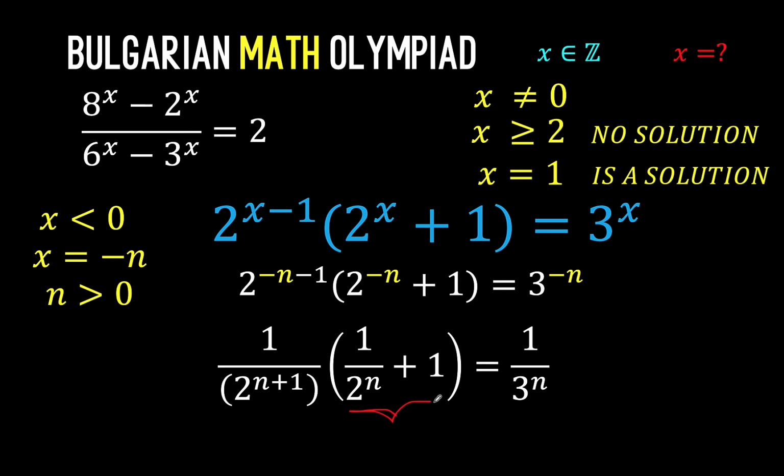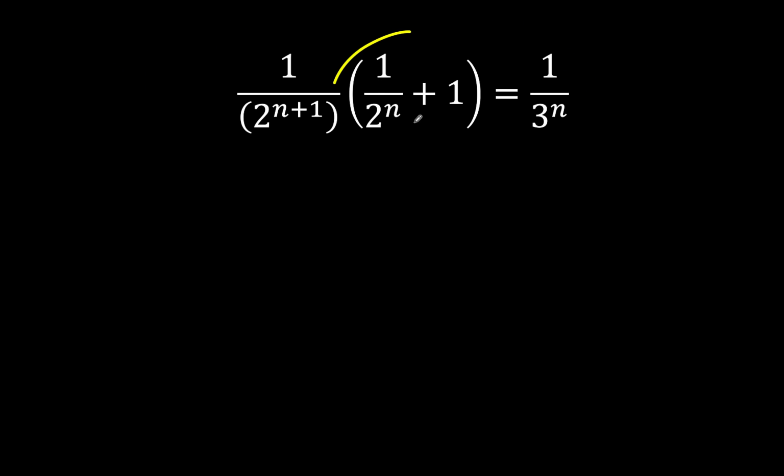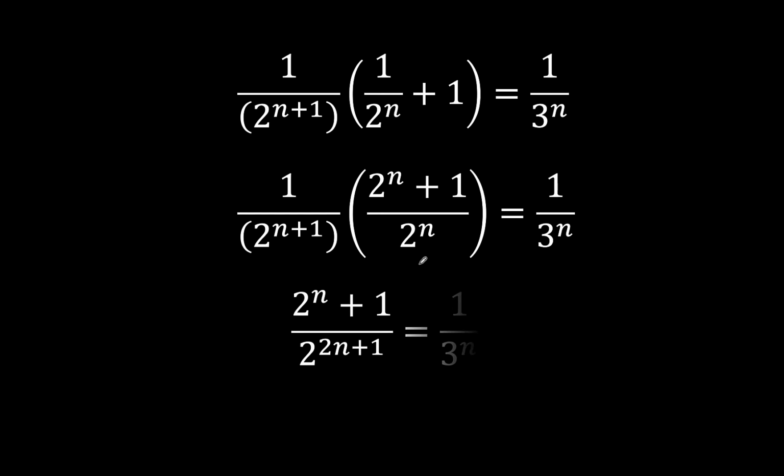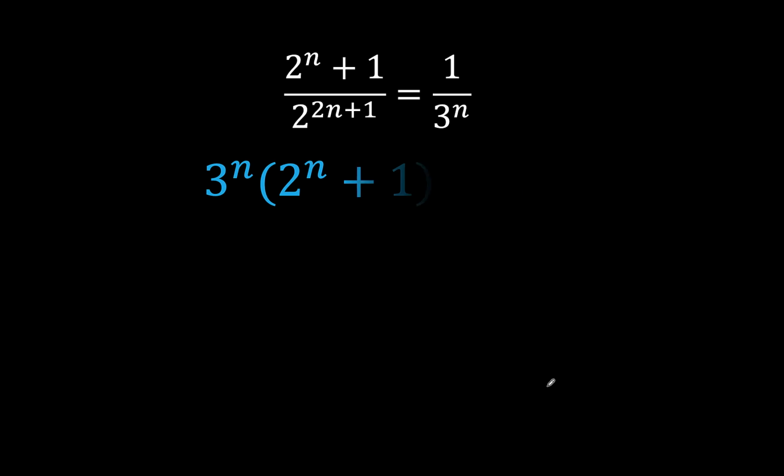Now, we can simplify this further. So, adding this part, that gives us 2 raised to n plus 1 over 2^n. And then we multiply the numerator times the numerator, the denominator times the denominator, and this is the result. Any number multiplied by 1 is the number. Here, you have the same base. You copy the common base, and you add the exponents n plus 1 plus n to get 2n plus 1. Copy the right side. Then cross-multiply. This is now our result.